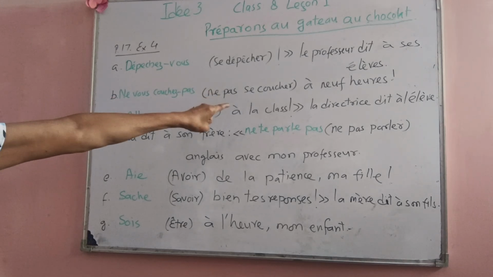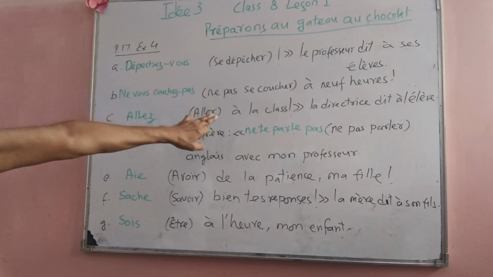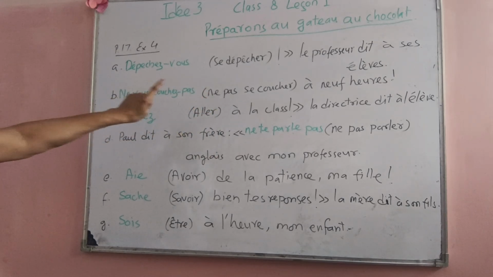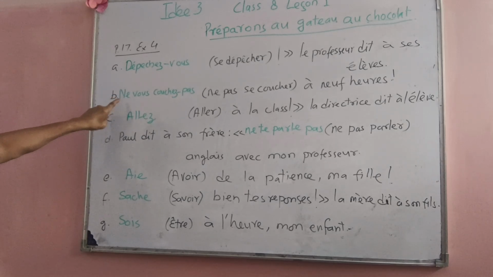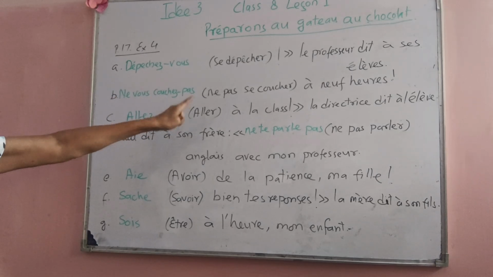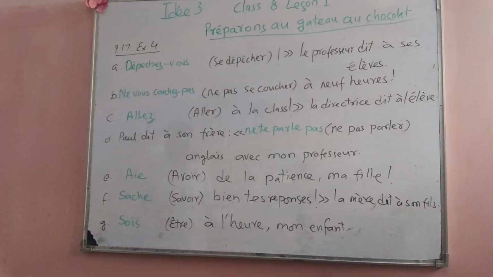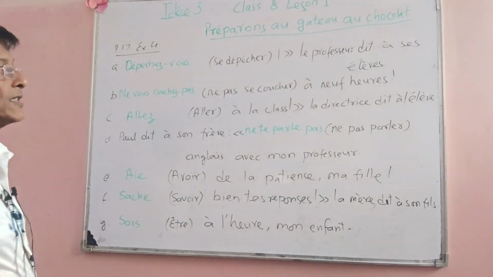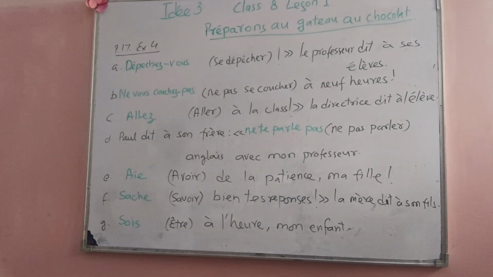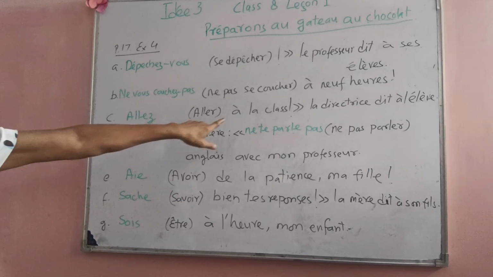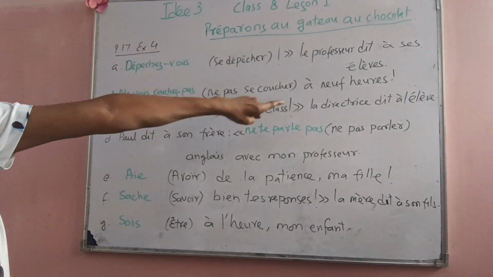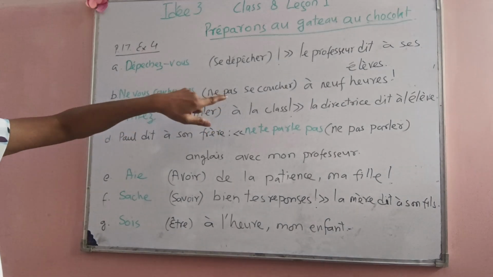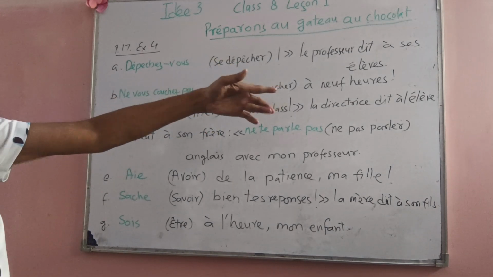Ne pas se coucher, another. Ne pas se coucher, do not go to bed. You write here in imperative form. Ne vous couchez pas. Don't go to bed at 9 o'clock. Another at 9 o'clock. Here, aller, to go. Va à la classe. La directrice dit à l'élève. The directrice says to the student. Aller means to go. Here imperative form: va, a double l e z. Va à la classe. Go to the class. The directrice tells the student.